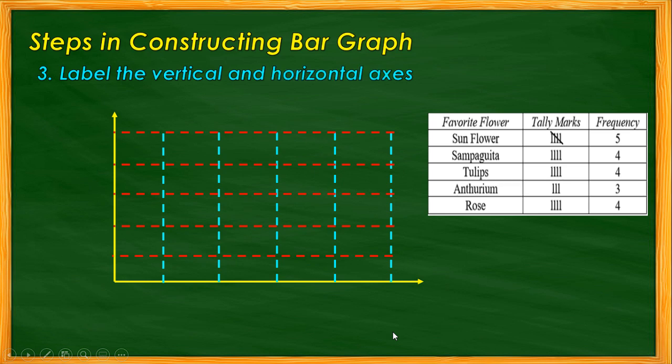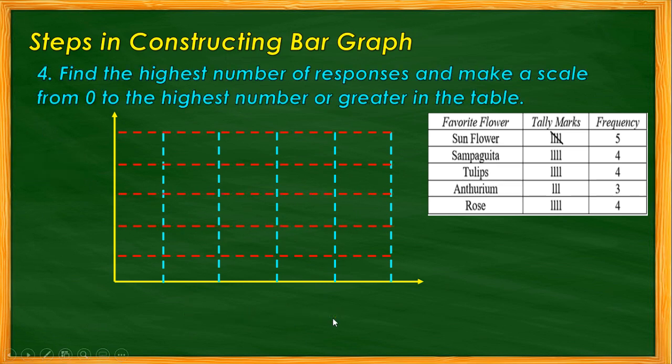So let's label the vertical and horizontal axis. Name: number of the pupils. This should be the name for the vertical axis. And then for the horizontal axis, the name of the flowers. Now, for step number 4, you're going to find the highest number of responses and make a scale from 0 to the highest number in the frequency table. So again, this would be the number of pupils, and this would be the names of the flowers.